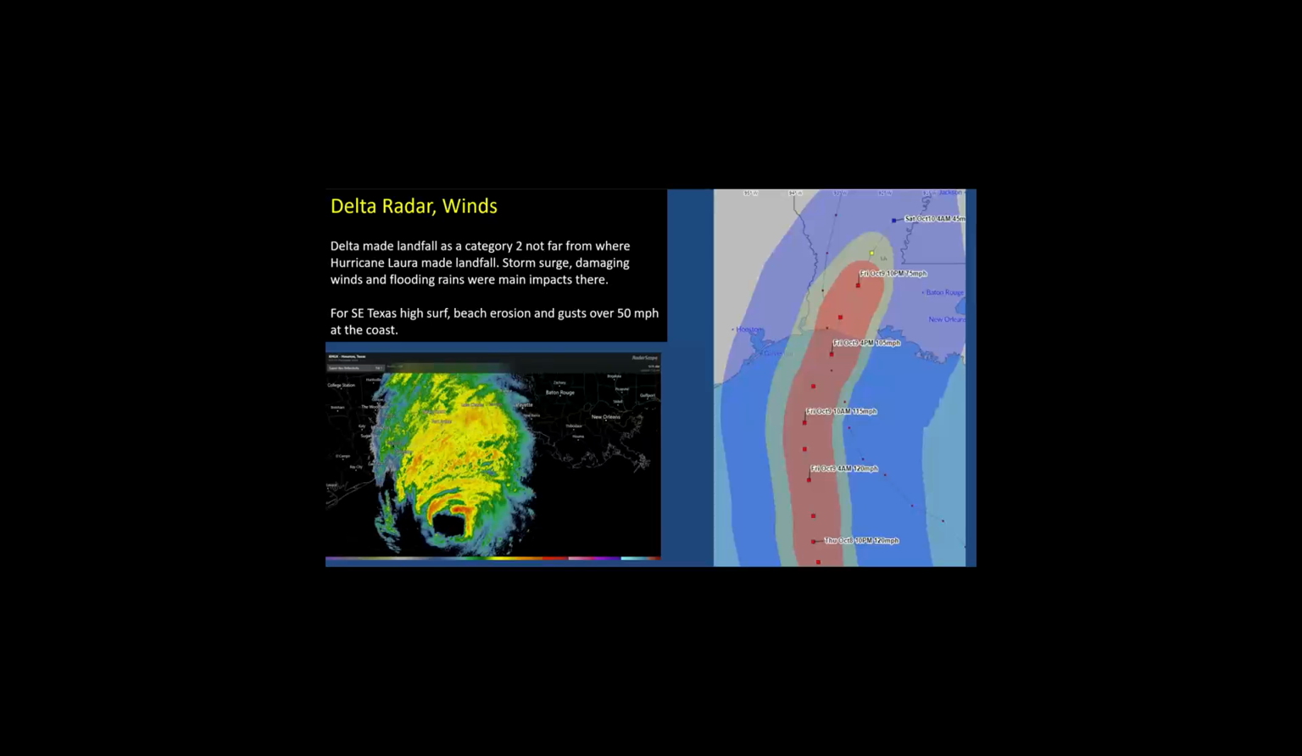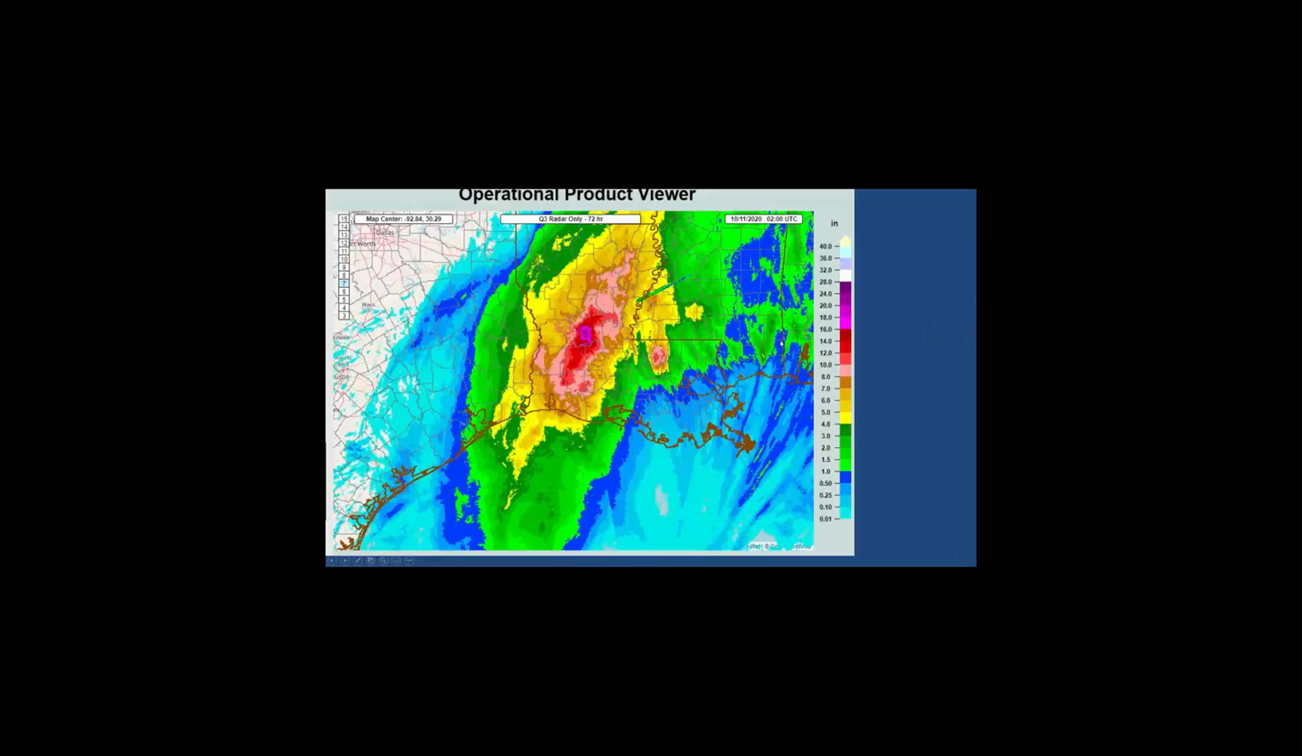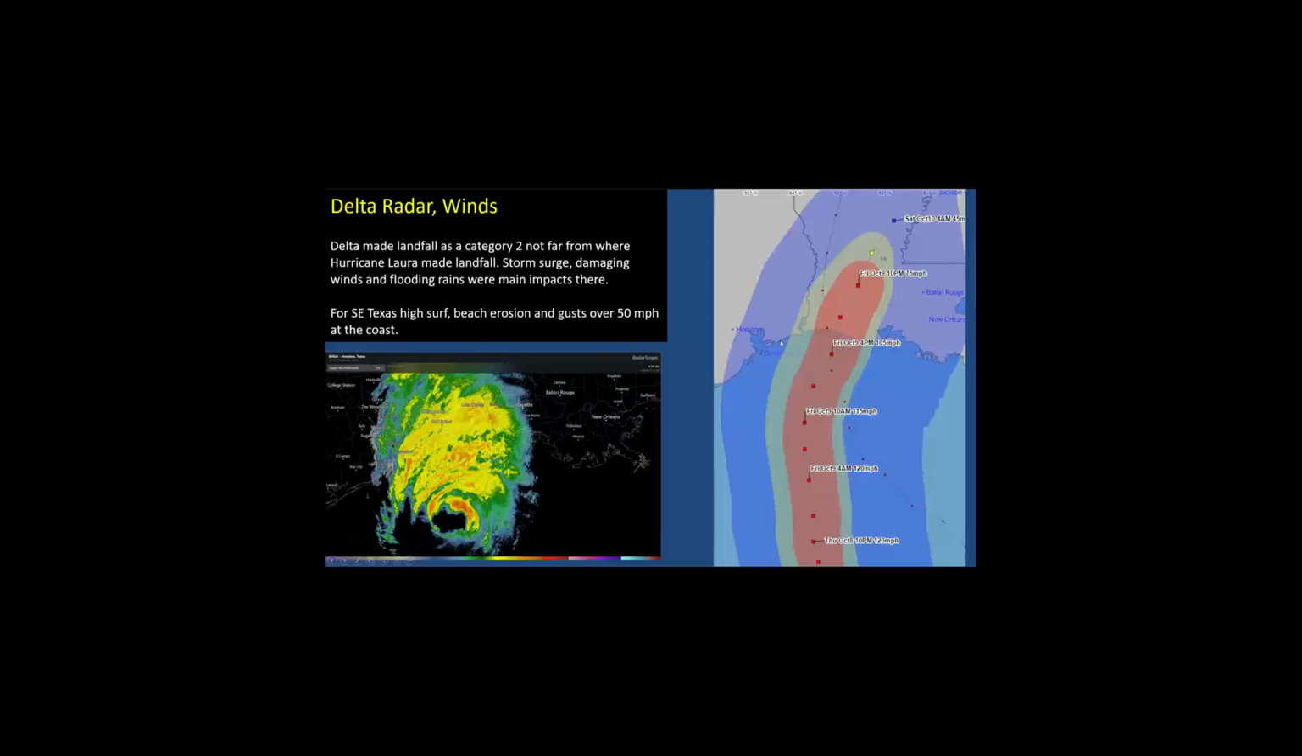And this is more of a close-up view of the wind area. Again, the hurricane force winds primarily here in red. And then back in the greater Houston area, we were getting some high winds as well on the western fringe of Delta. So we actually had wind gusts in Galveston over 50 miles per hour. But again, the most severe damage, unbelievably, in that same area that was hit by Laura.